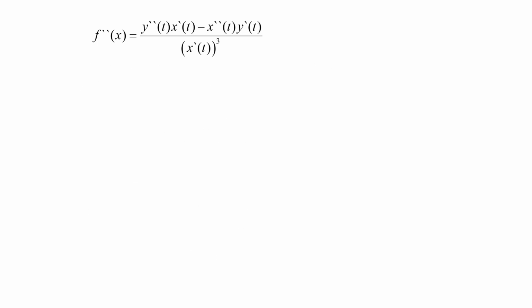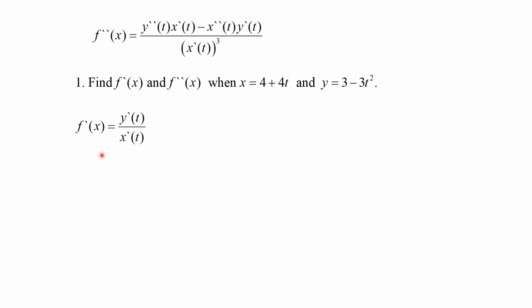So as you can see, you can actually summarize your second derivative formula using the Leibniz notation: y double prime times x prime minus x double prime times y prime, over x prime cubed. So for example, find f prime and f double prime when x is such and y is given in terms of t as well. Your first task will be f prime, based on the formula in the previous slide. So f prime is y prime over x prime.